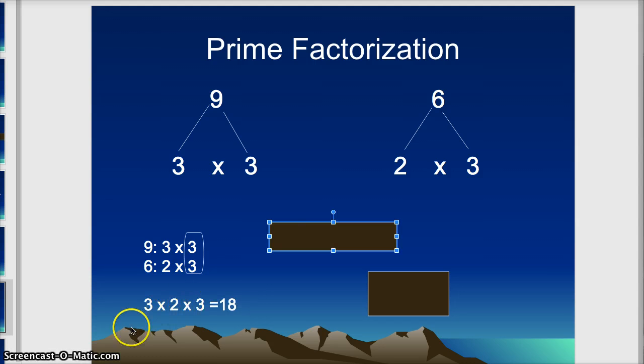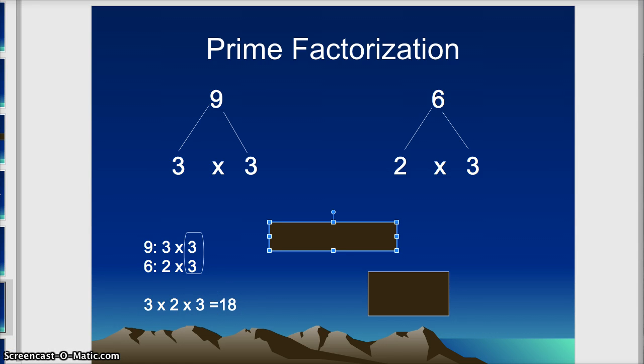So to find the LCM, what I do is I take the 3 that's by itself, the 2 that's by itself, and then this 3 I can combine because it's shared between the 9 and the 6, so I only need to write it once. So then I just do these prime factors multiplied together, and I get 18. So I don't even need to list the multiples. I just know that between 9 and 6, 18 is the least common multiple.